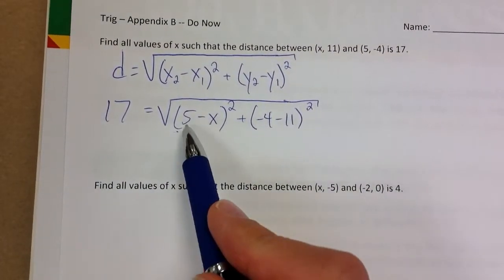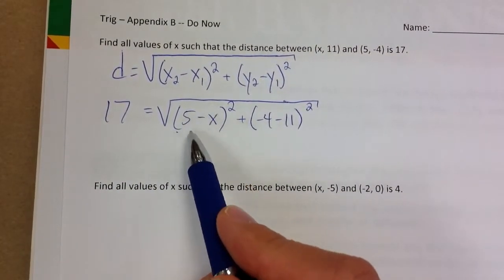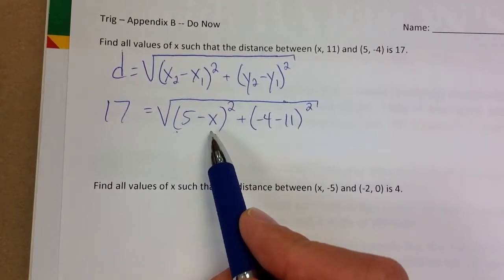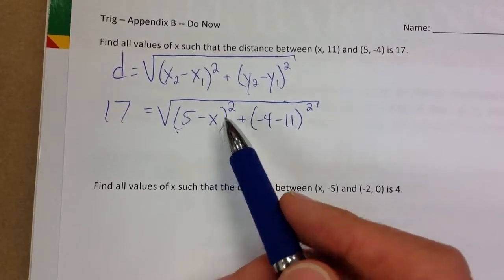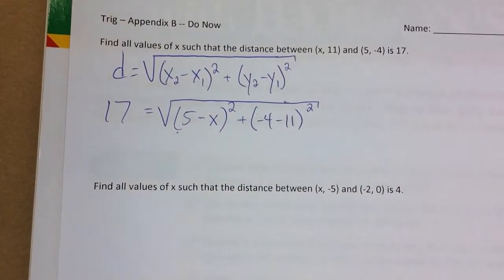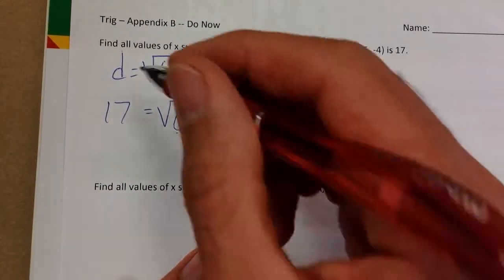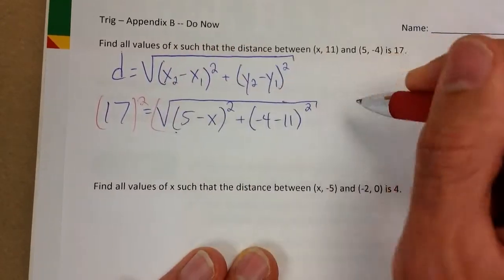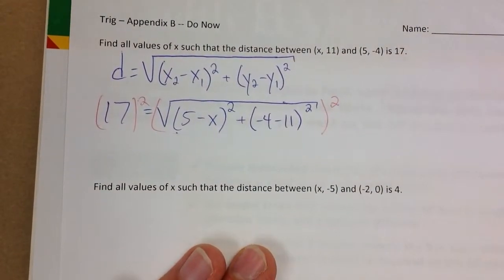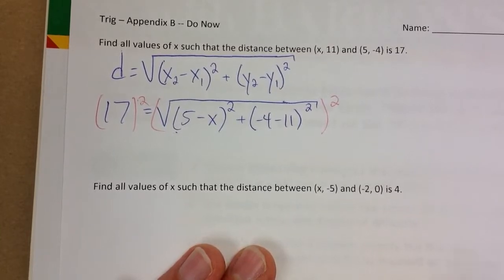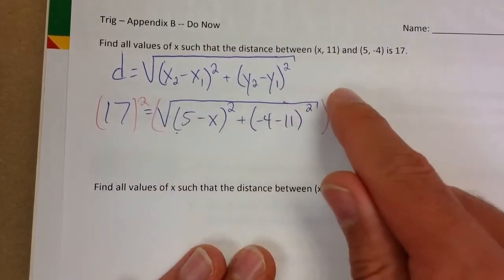You do not need to FOIL this or expand this binomial. If you want to, fine. I just don't think it's the most efficient way of doing it. What I would do next is get rid of the square root by squaring both sides. That eliminates that big radical, because squaring is the inverse of square rooting.